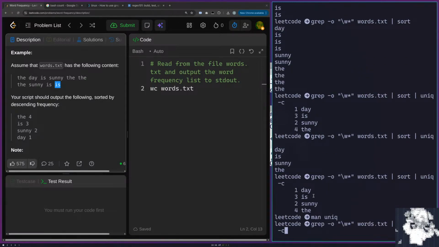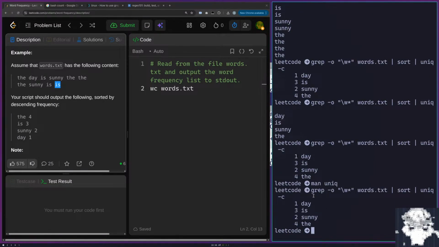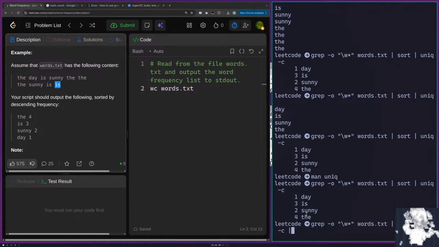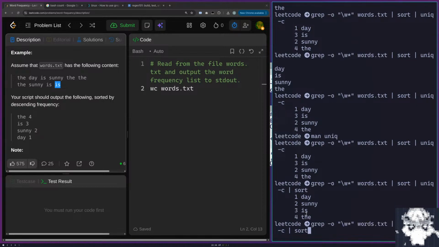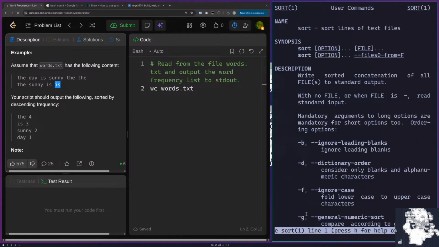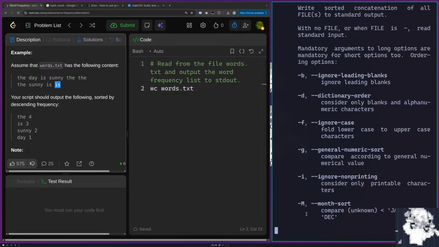Well, I'm close. I have all the information I need. I can't just pipe this into a sort because it's gonna... Well, actually, I do have to pipe it into a sort because I want to sort it in descending frequency. So if I pipe this into sort, I want to sort the other direction. So man sort, how do you sort the other direction?